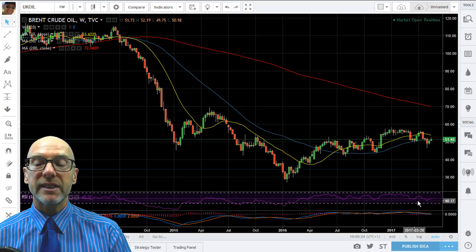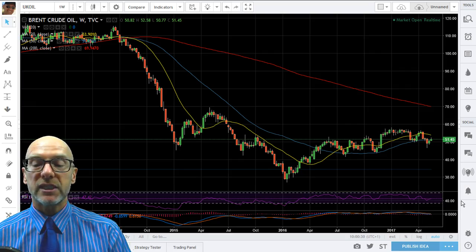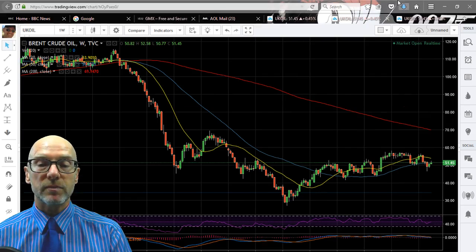Here, the RSI is in a downtrend, and below 47, so showing negative momentum, and the MACD also is just about to go back below zero, showing negative momentum.